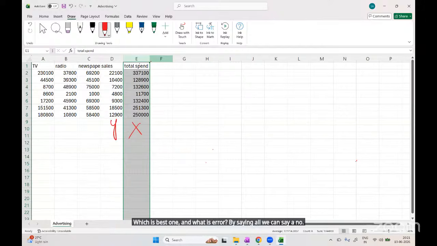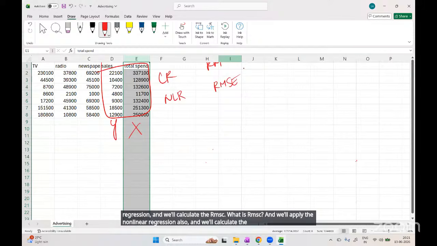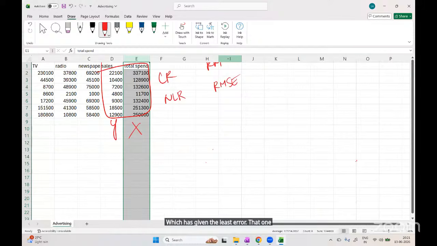So then what are we going to do? We are going to apply linear regression first between these two, and we'll calculate the RMSE. What is RMSE? And we'll apply the non-linear regression also, and we'll calculate the RMSE. Whichever has given the least error, that one we are going to finalize. Out of these two, one of them will be finalized, right?